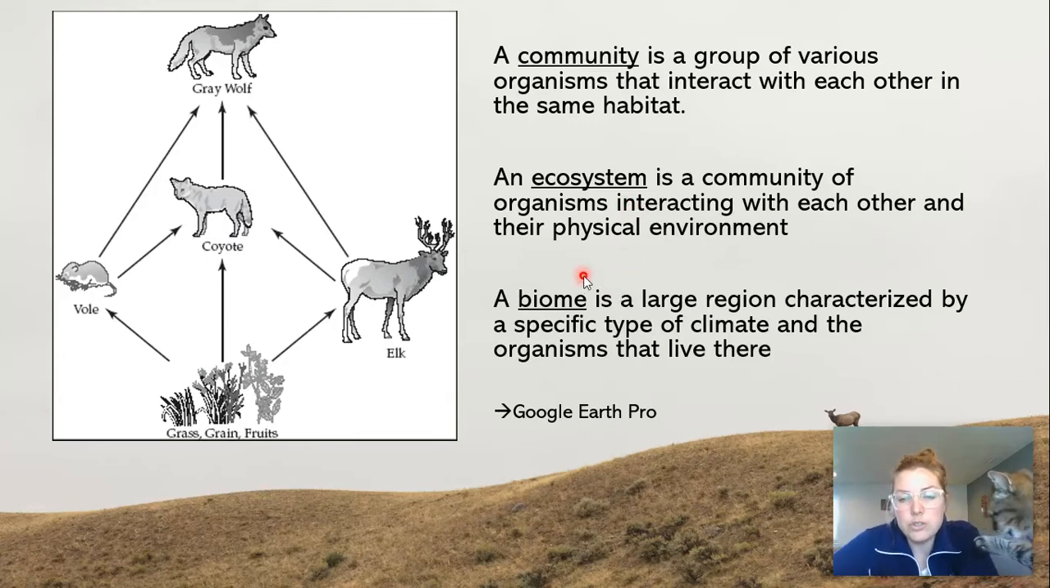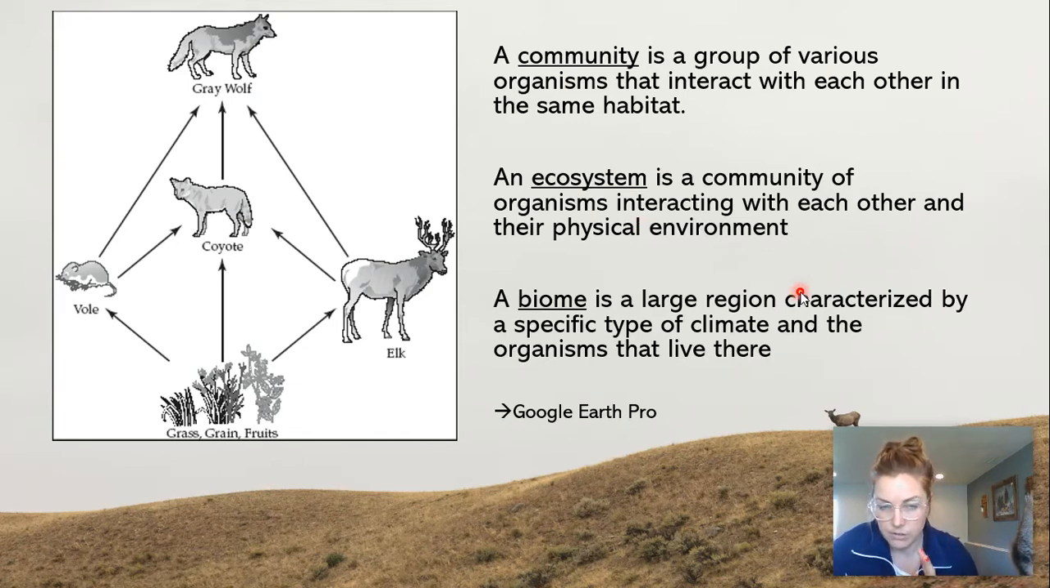Now, the video you watched yesterday on how wolves change rivers, that is referring to an ecosystem because it's a community of organisms like animals and plants interacting with each other and their physical environment, the water, right? A biome is just a larger region that's characterized by a specific type of climate, those physical factors again, and the organisms that live there.